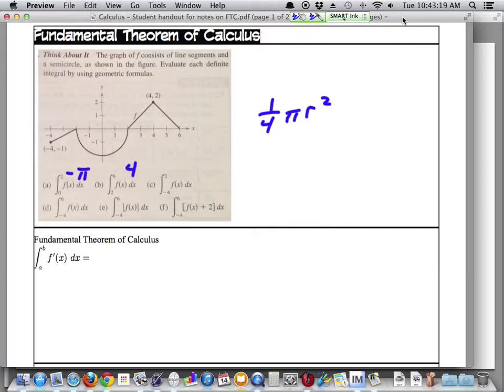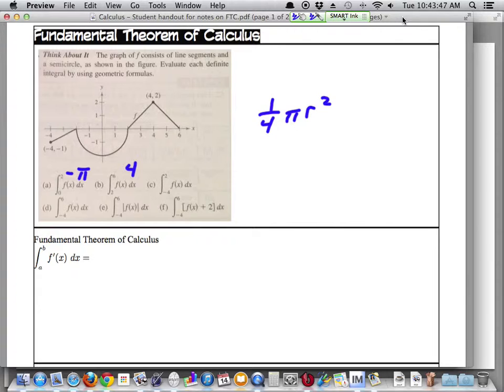Now, did anybody do it a different way? Here's what I did. I split that, took this triangle over here and added it to that triangle, and now I have a rectangle that is 2 by 2, and that's how I got the 4. So there are other ways to think about it. All right, next one.